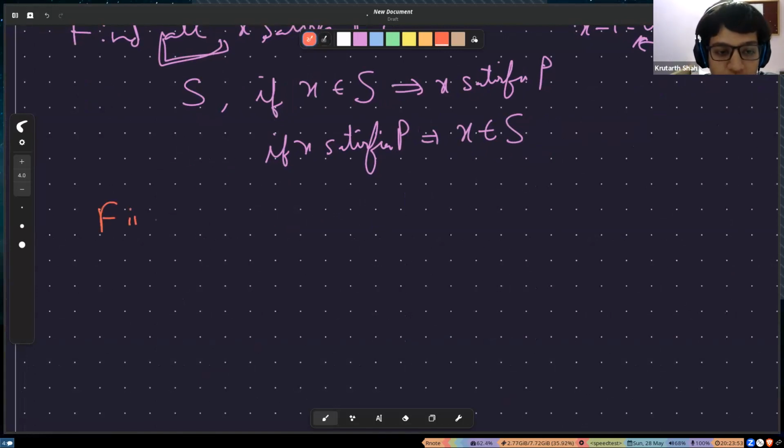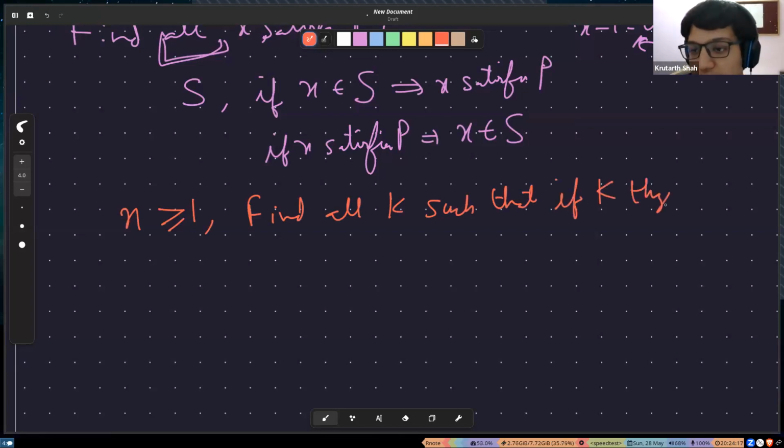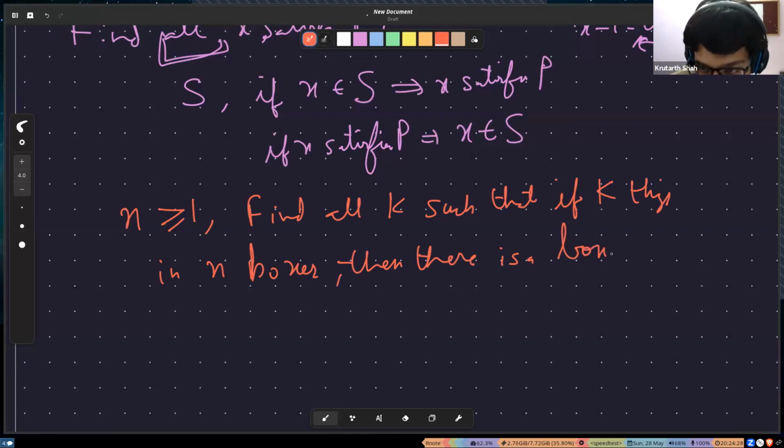So, okay, as a simple example, find all n such that, okay, so I'll give you n is a positive integer, right? Find all k such that if I have k things in n boxes, then there is a box with at least two things.